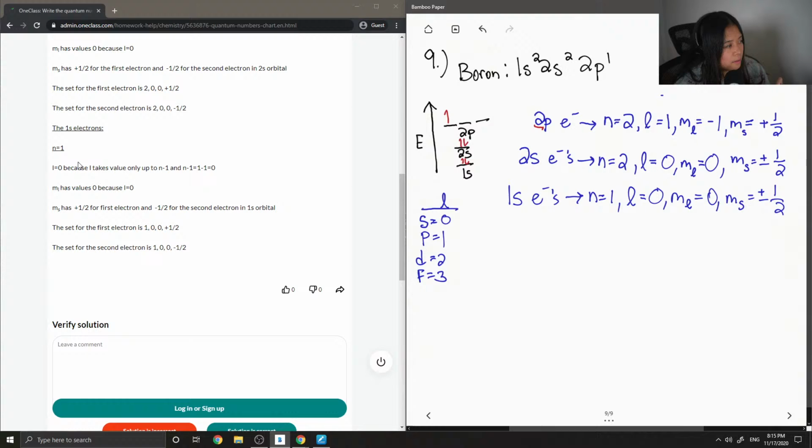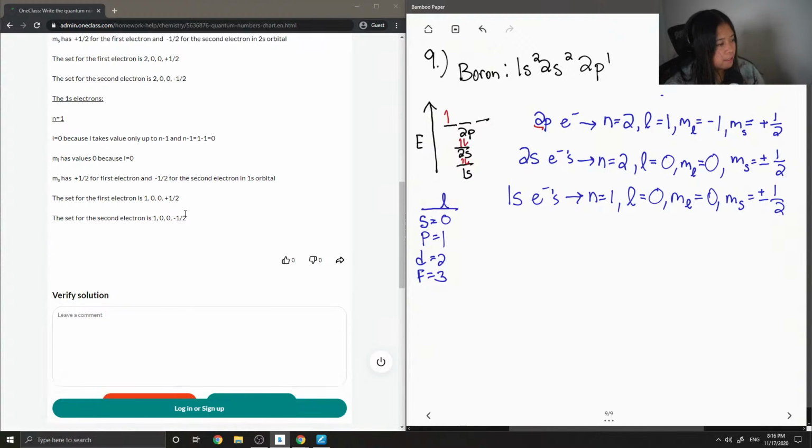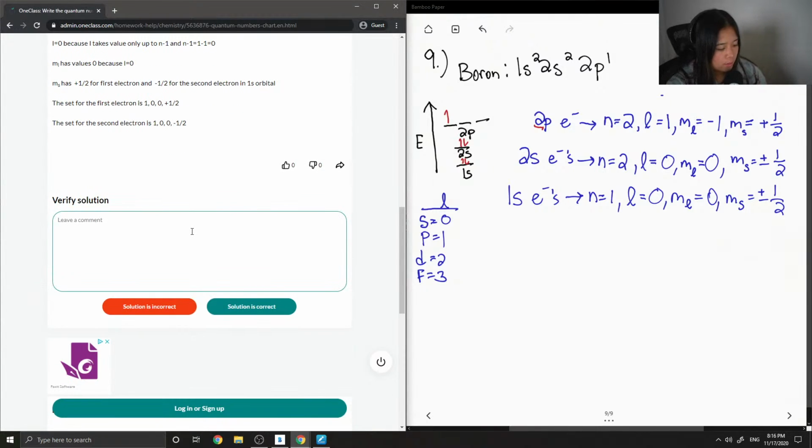Yep. And then for the 1s electrons, n equals 1. l equals 0 because l takes values only up to n-1. Yep. ml has value 0. ms has +½ for the first, -½ for the second. Yep, so I can say that this solution is correct.